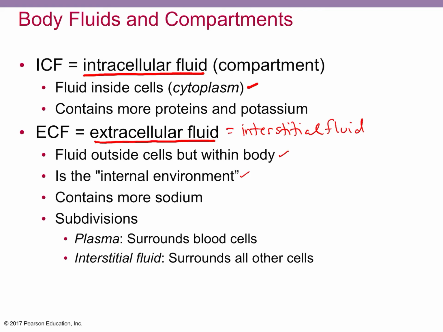The intracellular fluid inside your cells will contain more proteins because there's a lot of activity inside your cells. We have enzymes running chemical reactions. Enzymes are all proteins. And it's going to be higher in potassium. And then the outside extracellular fluid will contain more sodium. All right, so we can subdivide our extracellular fluid into two subdivisions: the plasma, which is going to be surrounding our blood cells, and then interstitial fluid surrounding our cells.